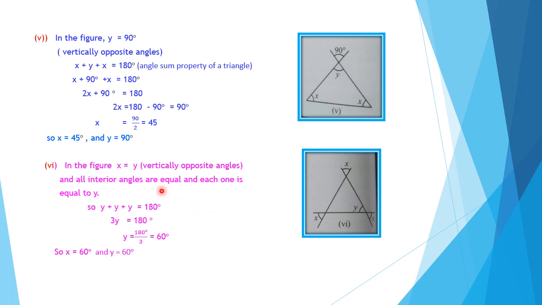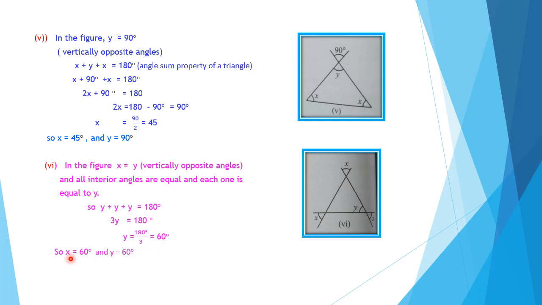Okay, so we can write in the step: in the figure, x equal to y because they are vertically opposite angles. And from the figure we can also write all interior angles are equal and each one is equal to y. So here we have y, y, y. So we can use the other property. What is the property? Angle sum property of a triangle. y plus y plus y is equal to 180 degrees. So adding we get 3y. 3y is equal to 180 degrees. So y is equal to 180 degrees divided by 3, which is 60 degrees.